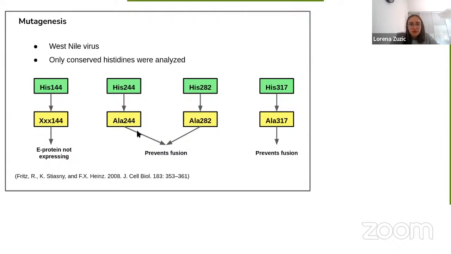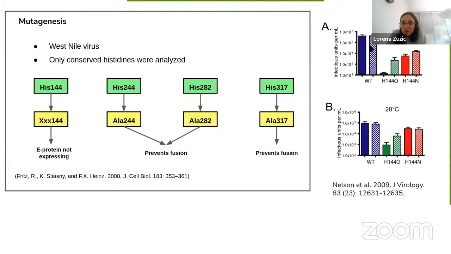So you see that with some double mutants, you have prevention of fusion. With the single mutants, you have prevention of fusion. And this histidine 144 was annoyingly not part of the data set because they could not get a stable E protein expression. So we couldn't really say, because of the lack of data, if this is something that is relevant or not. And since then, I've also done some more literature research.